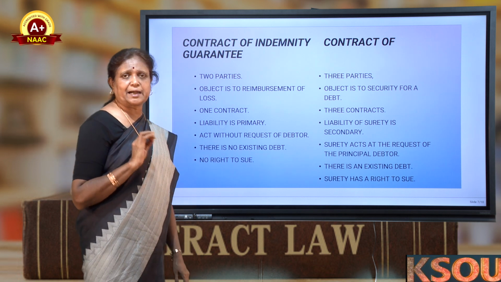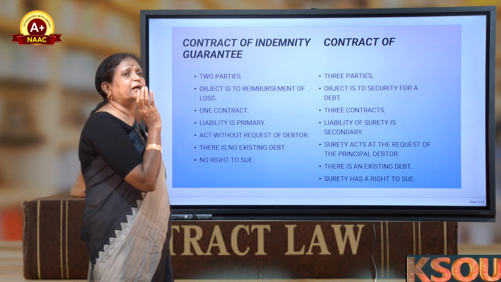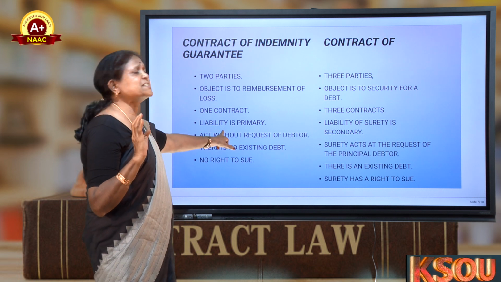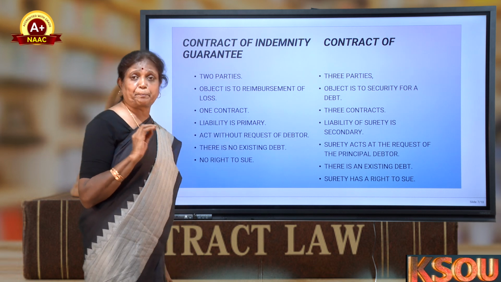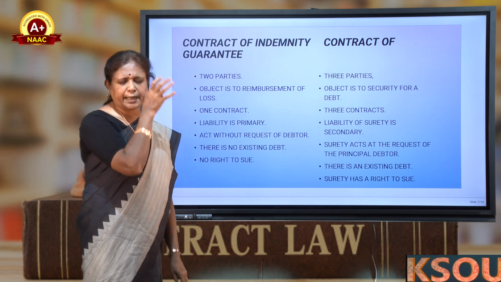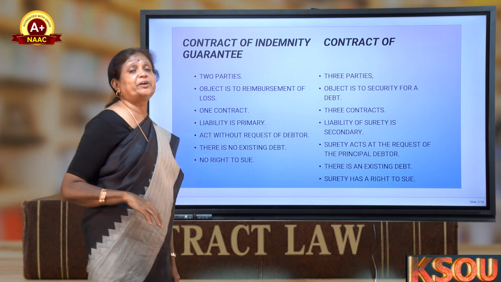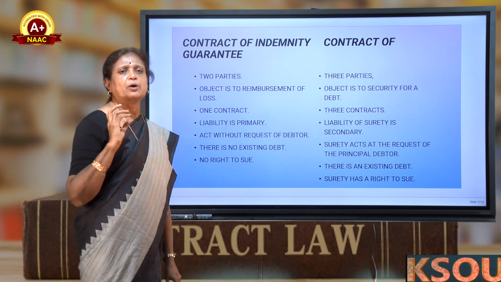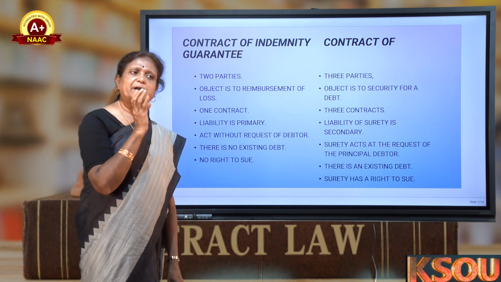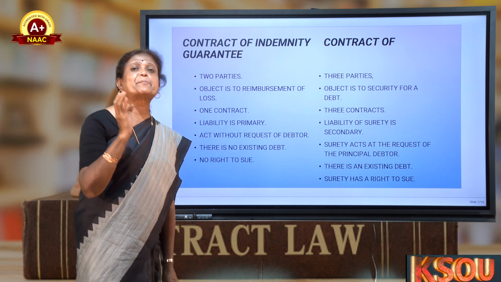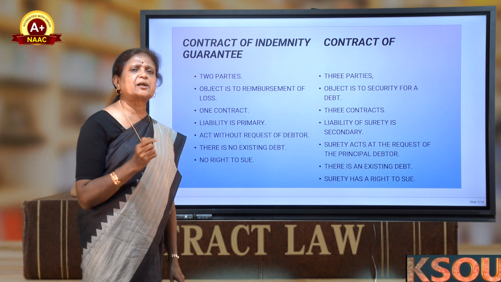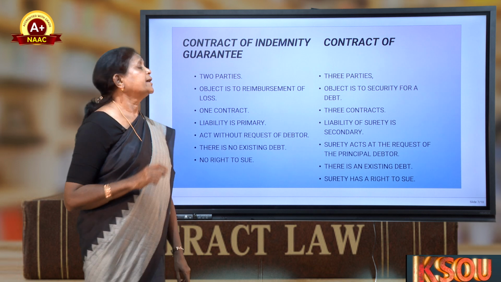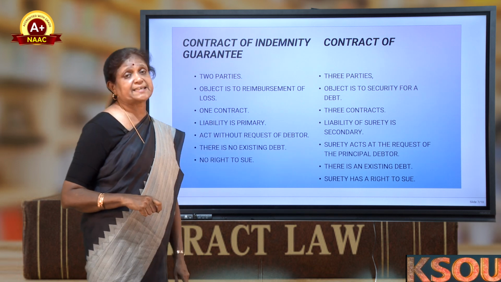In case of a contract of indemnity, the obligation arises only after the loss is suffered, and the liability of the indemnifier is primary. In case of a contract of guarantee, the liability of the surety is secondary, because if the principal debtor fails to pay the money, the creditor will first sue or ask the principal debtor to pay. If the principal debtor fails to pay, then only the liability of the surety arises. That's why the liability of the surety is secondary.